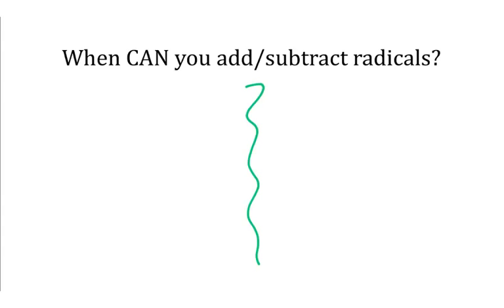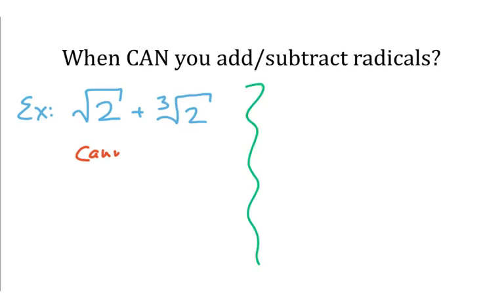The first is that the index of the radicals we're trying to add or subtract is the same. So for example, if I was trying to add, let's say, the square root of 2 with the cube root of 2, in this situation we cannot add because one of these radicals is a square root and one of the radicals is a cube root. So we can't add when the index of the first radical and the second radical are not the same.